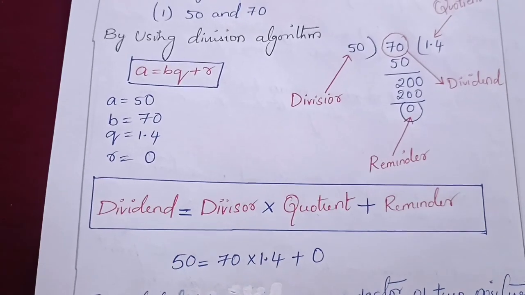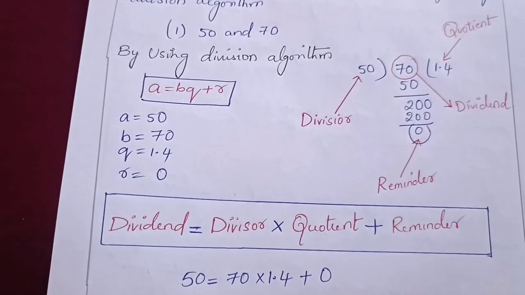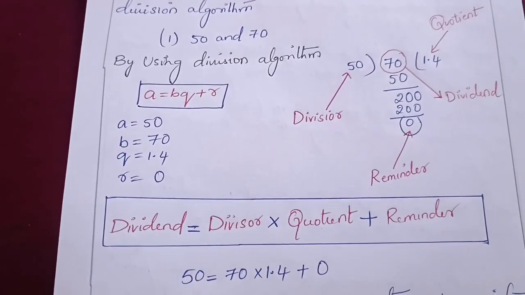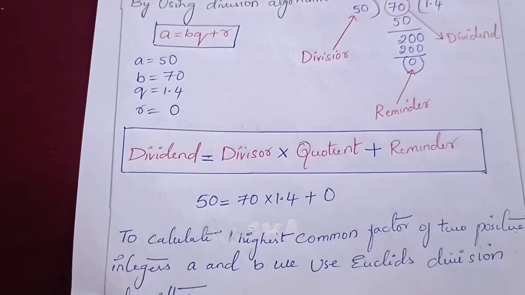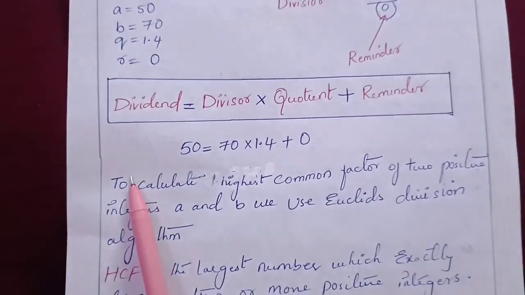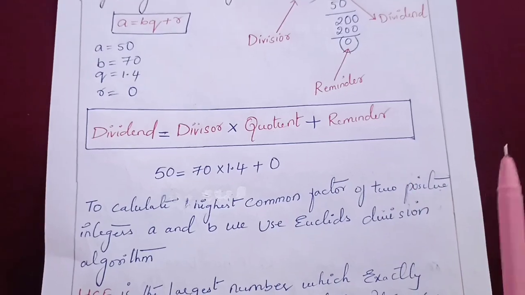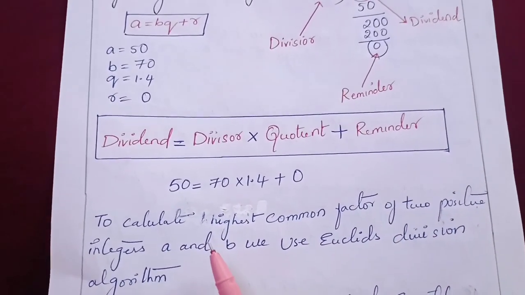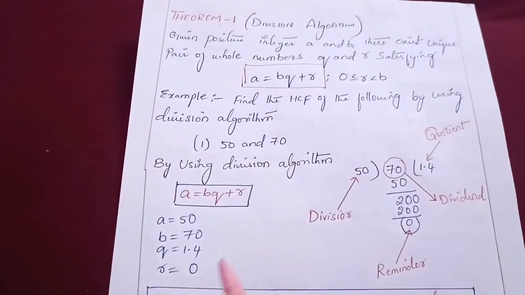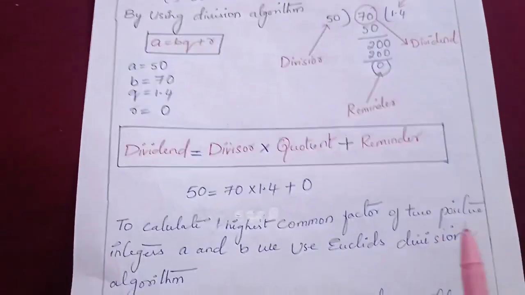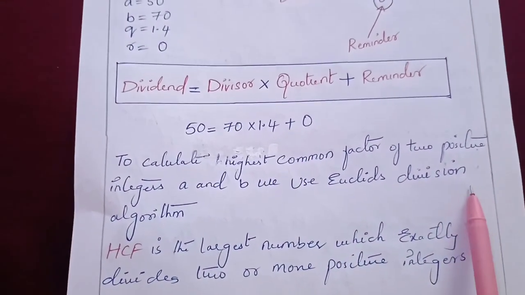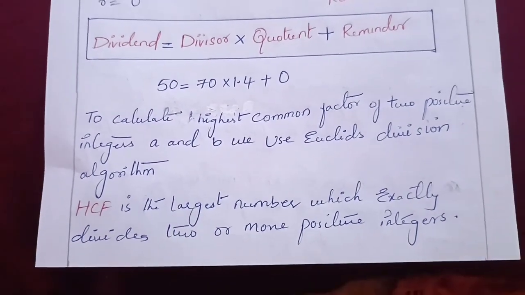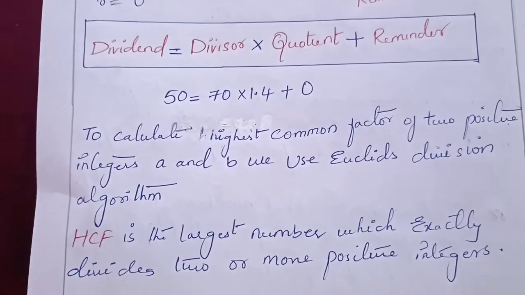But another important method is there to understand the division algorithm. We will find the HCF by using the other type of division, called the Euclid division algorithm. To calculate the HCF, the highest common factor, of two positive integers a and b, we use the Euclid division algorithm. This is also a division algorithm, but a slight difference will be there. First you should know the HCF is the largest number which exactly divides two or more positive integers.